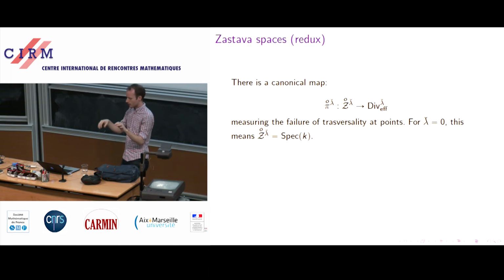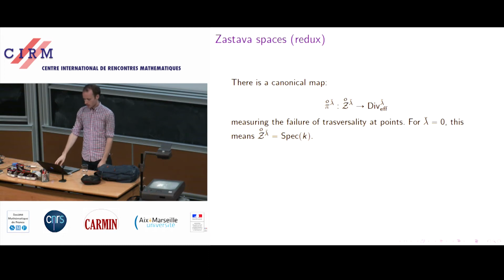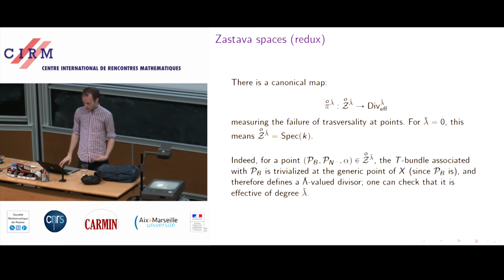So the support of the divisor and how heavy it is telling you something about this failure. And so one thing that means is for lambda check being 0, you just recover a point, like in the case for the affine Grassmannian. And here's how you get the divisor.